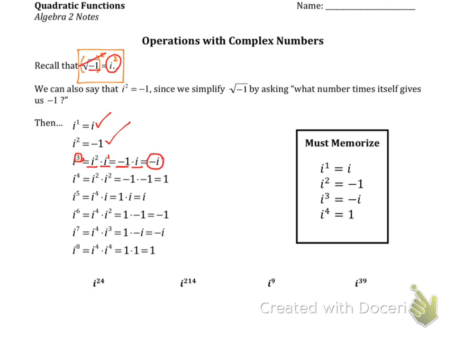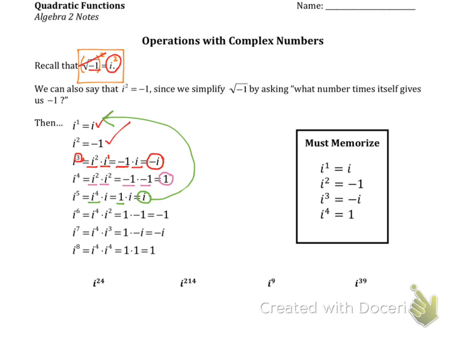We can do that same concept with i to the fourth. We have i squared and i squared. Well, we just said that i squared equals -1, and -1 times -1 gives us 1. And one more example with this is i to the fifth. Well, we just know that i to the fourth is 1. We just did that. And then i is i. So we get positive i, and that is the same thing as i to the first.